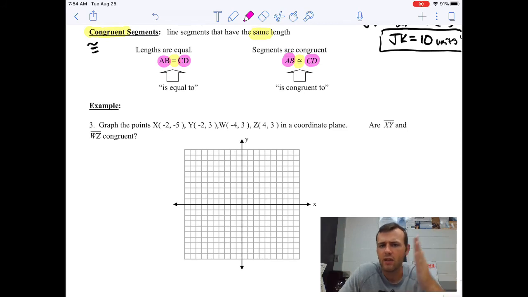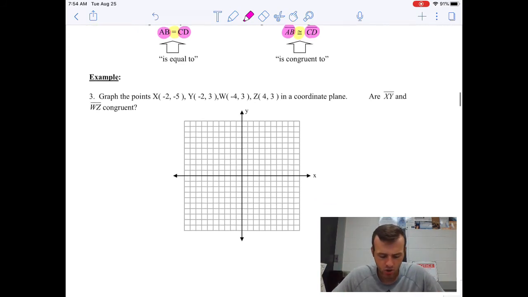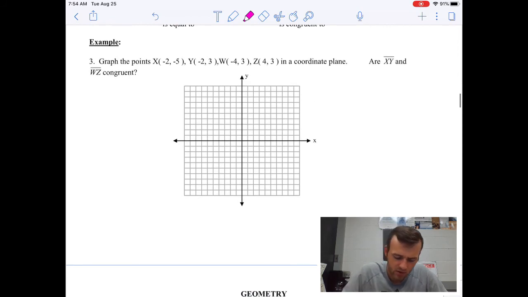Why do we have equals and congruent? They mean two separate things. Equals is talking about values. That's why in algebra you see it a lot. You're talking about numerical values. Congruency is talking about, are they the same? I like to think, are they copies of each other? Are these segments the exact same? Can I map one onto another? And just to show here, graph the points.